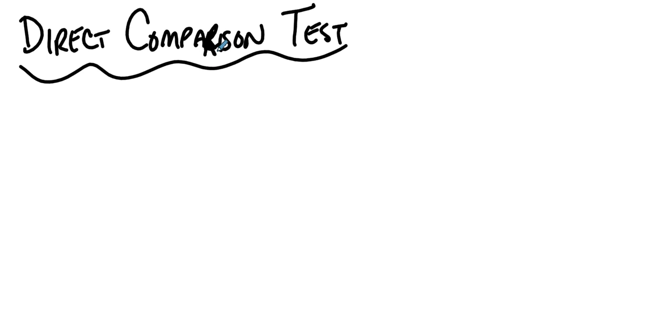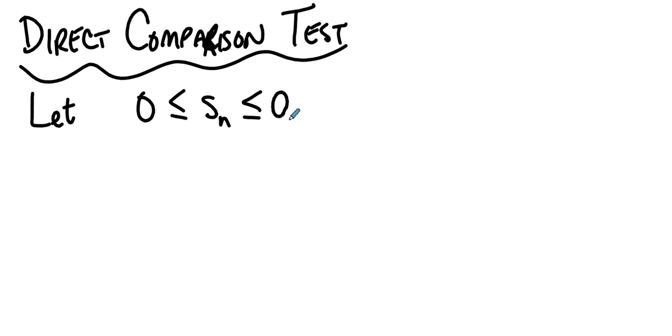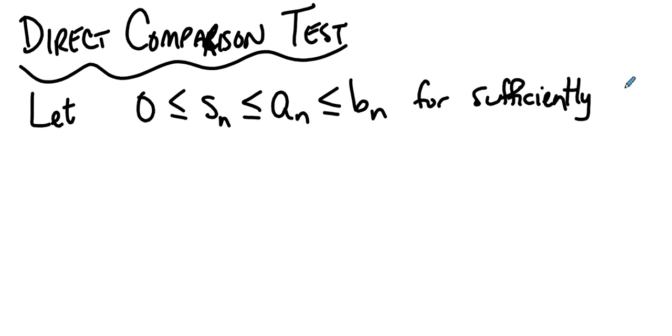In this screencast, we're going to talk about two comparison tests. One is called the direct comparison test. The other one will be called the limit comparison test. The direct comparison test says, suppose that 0 is less than or equal to S sub n, which is less than or equal to A sub n, which is less than or equal to B sub n, for sufficiently large n.